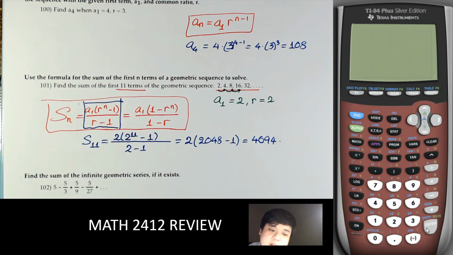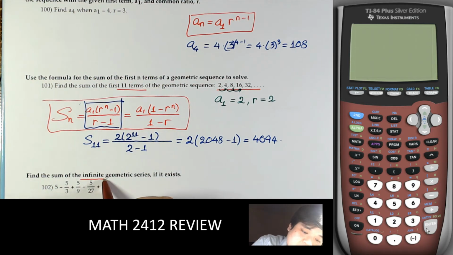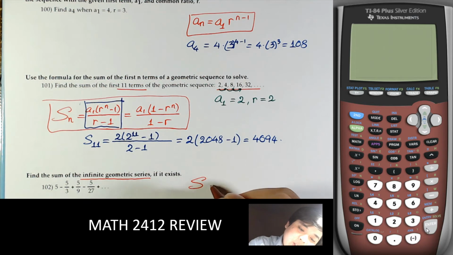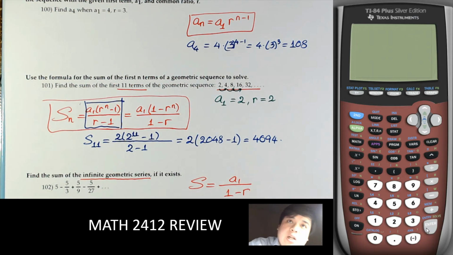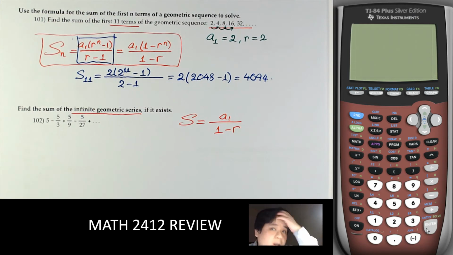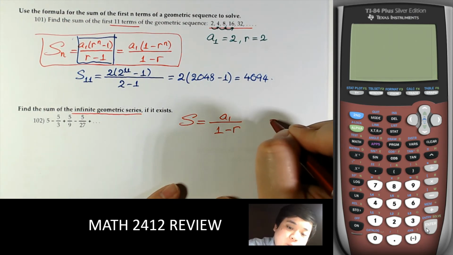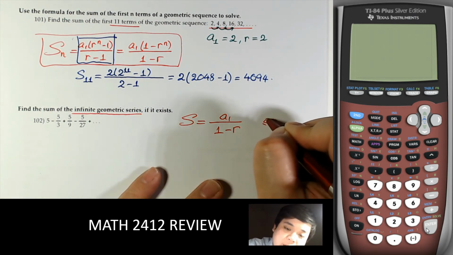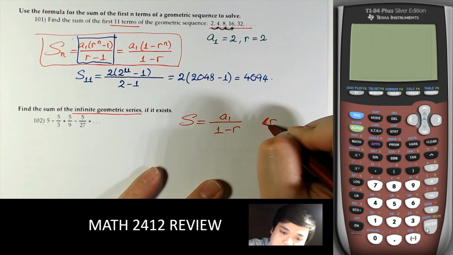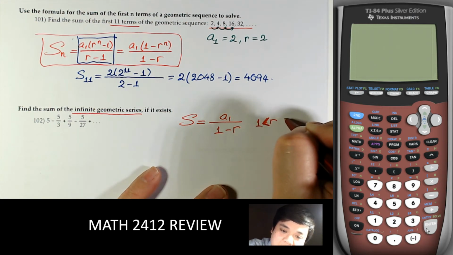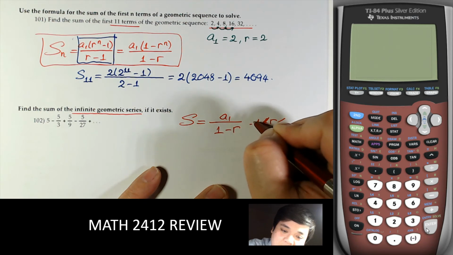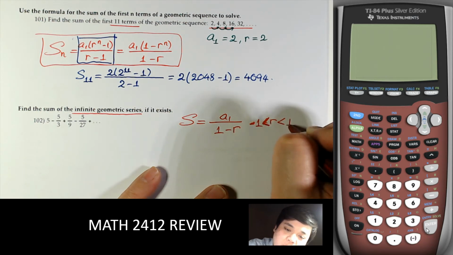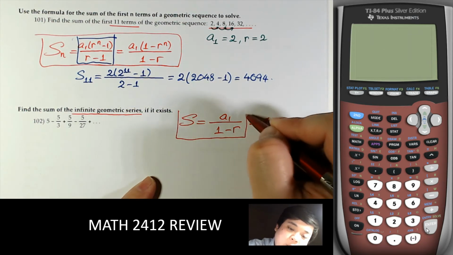The next one is the sum of an infinite geometric series. We start from the first term over 1 minus r. So that's good and all, but the ratio has to be not equal to, just greater than negative 1 and less than 1. So pretty much between negative 1 and 1.